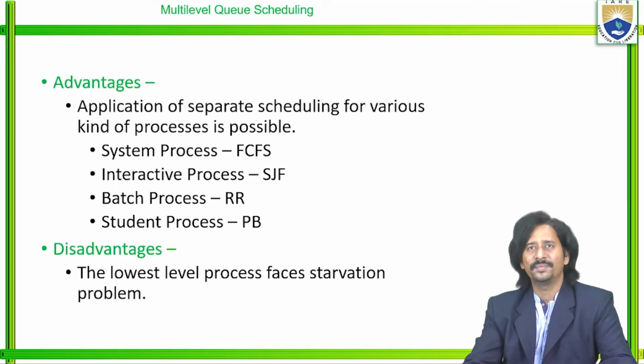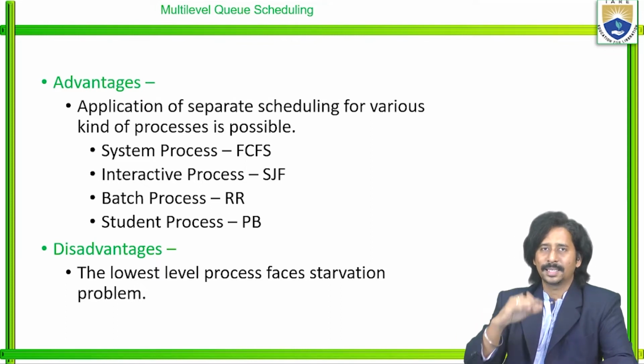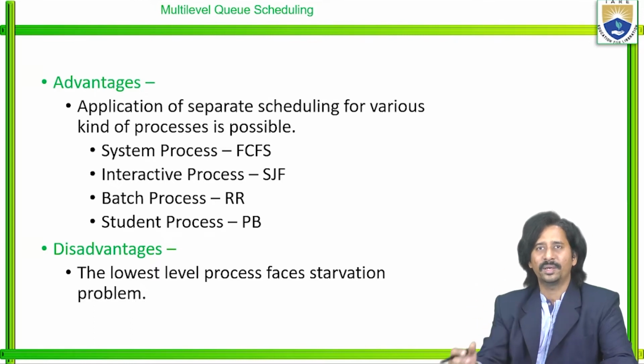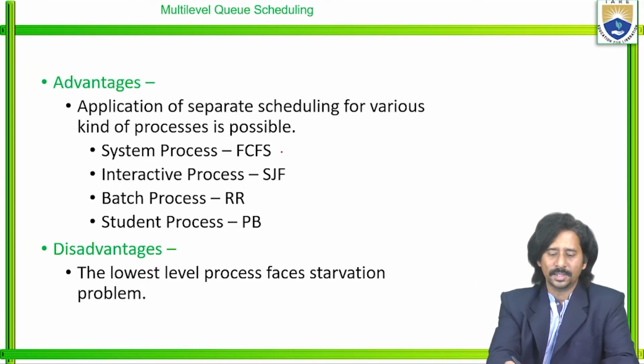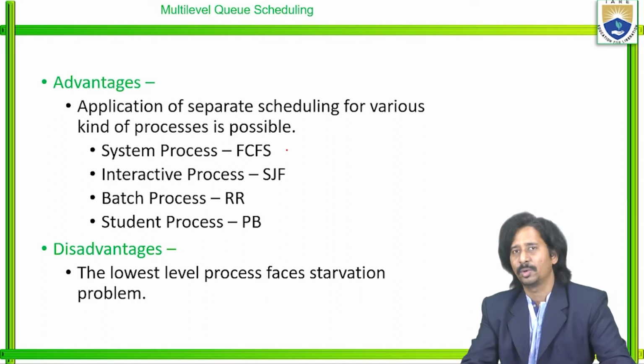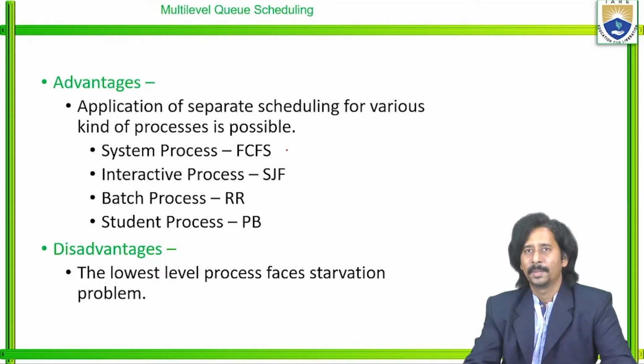What are the advantages of this multi-level queue scheduling algorithm? The application of separate scheduling for various kinds of processes is possible, because the algorithm itself specifies that each and every queue is independent of the next one. So the system processes execute with FCFS, interactive processes with SJF, batch processes with round robin, and student processes with fixed priority based scheduling. These are the various advantages of multi-level queue scheduling when compared to the previous algorithms.